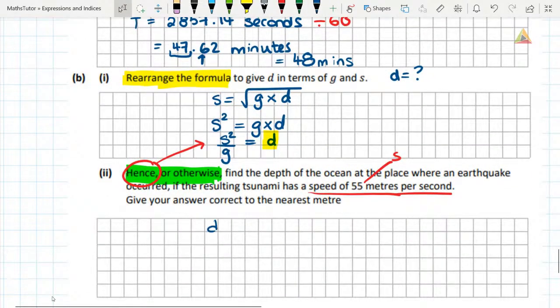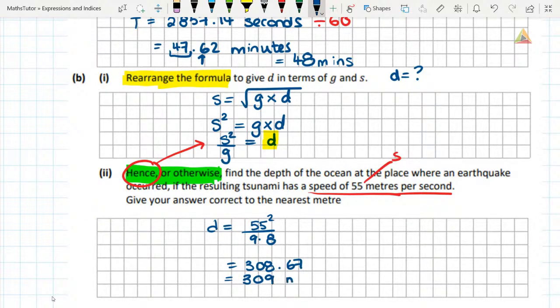So we're going to be saying D is equal to 55 squared over 9.8, which is what G was from the beginning of the question. And when we put that into our calculator, we get 308.67. So to the nearest meter, we're going to round off again. So 309 meters deep.